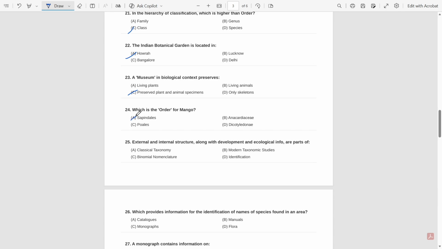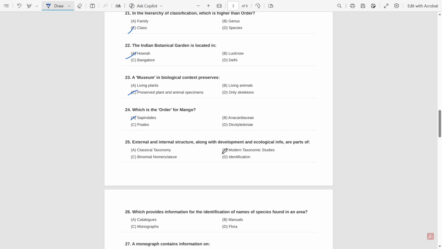25. External and internal structure, along with development and ecological information, are parts of A. Classical taxonomy. B. Modern taxonomic studies. C. Binomial nomenclature. D. Identification. The answer is B.